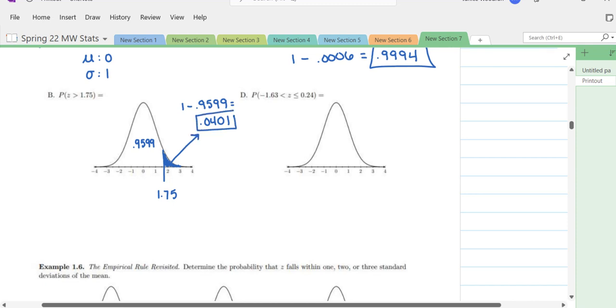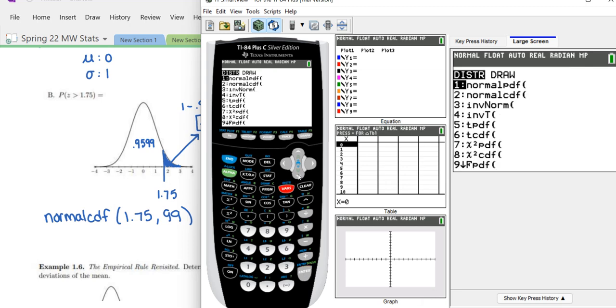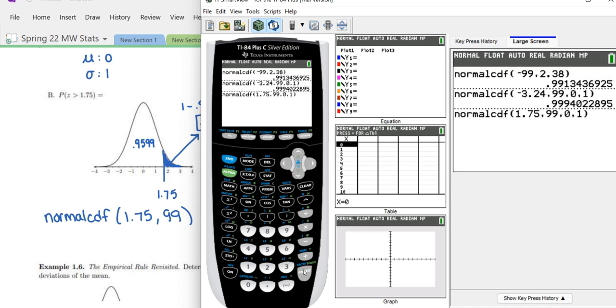Okay, or in my calculator, this is how I would write it if I was showing my work. I would go normal CDF. Okay, the left value is 1.75, and we're going to the right. So the upper value is 99. So I would go second, distribution, normal CDF, and then I would go 1.75, upper limit 99, mean of 0, standard deviation of 1, paste. So 0.0401.